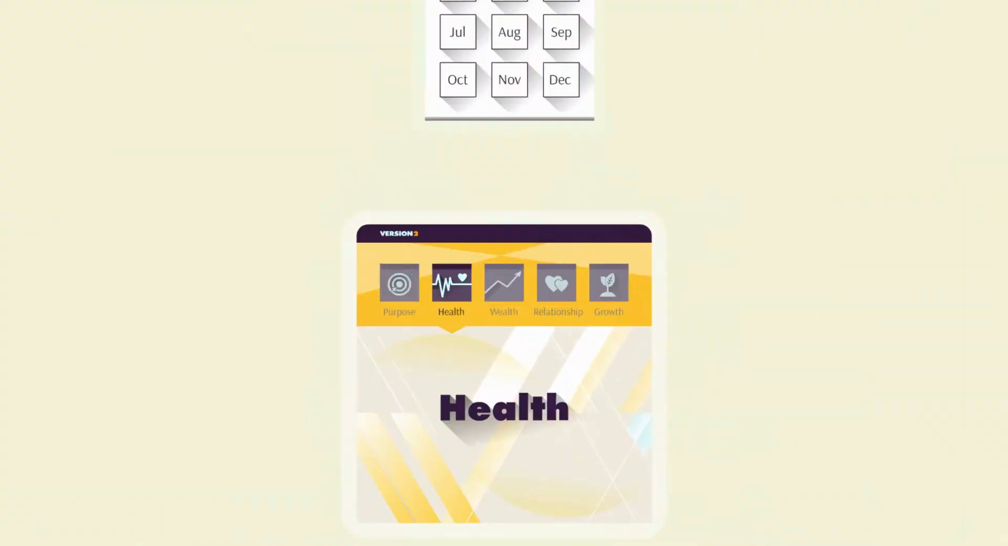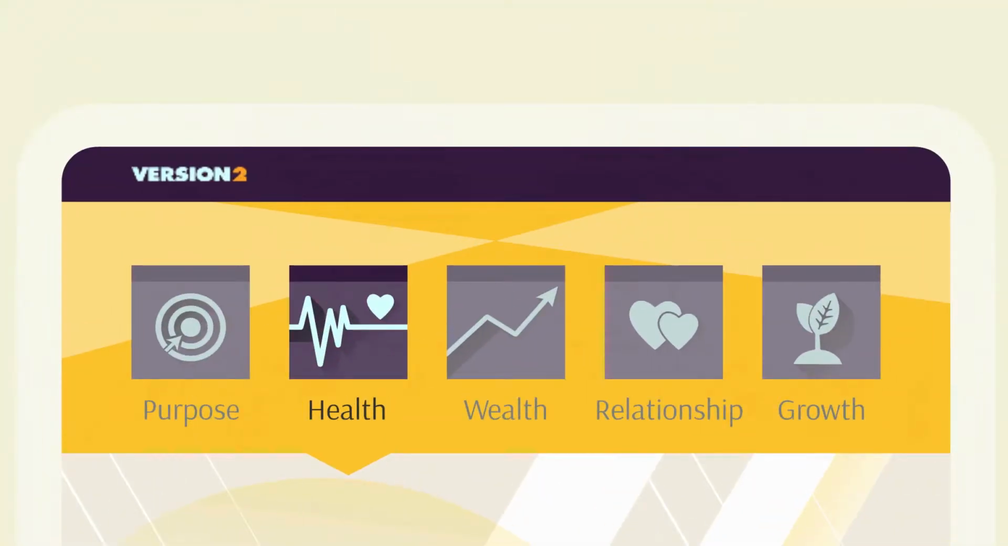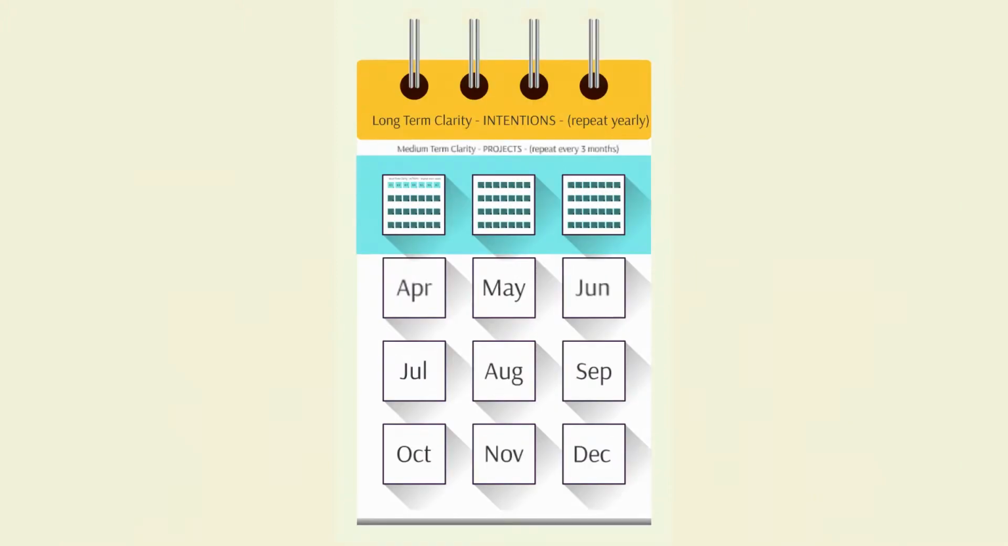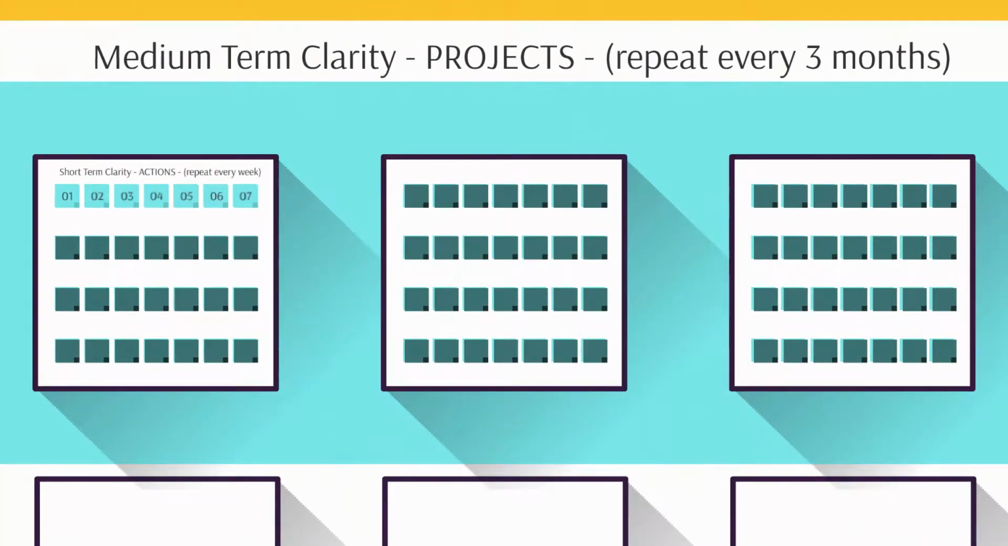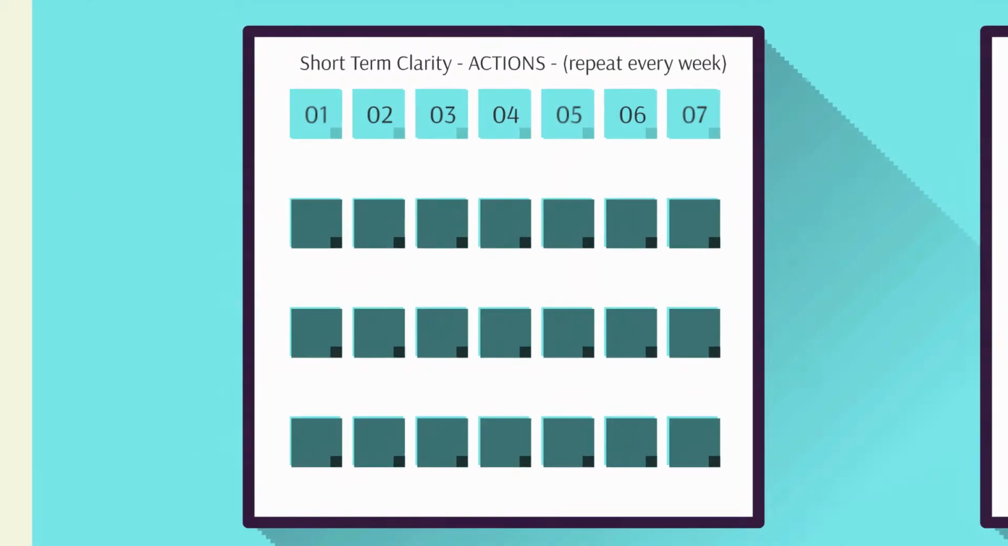All right. So the first part of this process is recognizing there's 5 life categories that we're going to be gaining clarity in. We have purpose, health, wealth, relationships, and growth. And in each of those areas, we're going to look at long-term clarity, looking at a 1 to 10 year horizon. Then we're going to chunk that into medium-term clarity, looking at a 3-month time frame. And then we're going to get into short-term clarity, which is a weekly time frame.